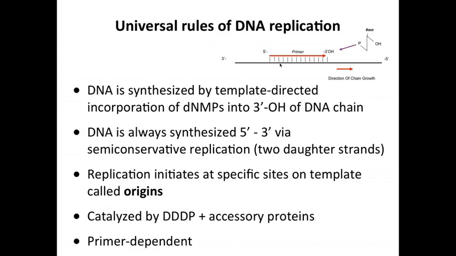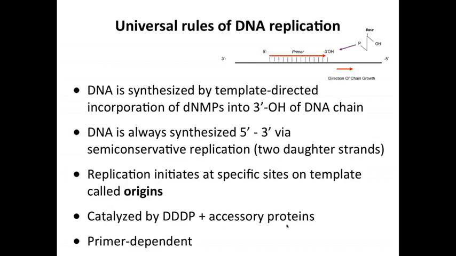Replication always initiates at very specific sites on the template, and these are called origins of replication. And we will talk a lot more about origins this week. DNA synthesis is catalyzed by an enzyme called DNA-dependent DNA polymerase, and that's our acronym for it, DDDP. But it's not enough just to have a DNA polymerase. There are a lot of other proteins that are needed, as you will see, for DNA replication. We call those accessory proteins.